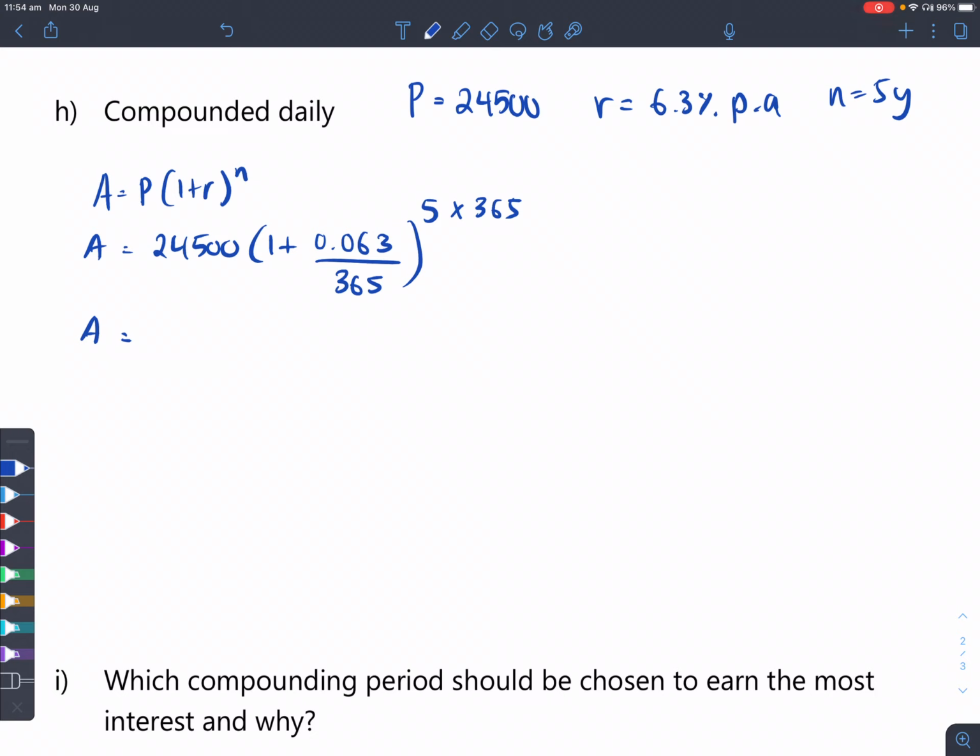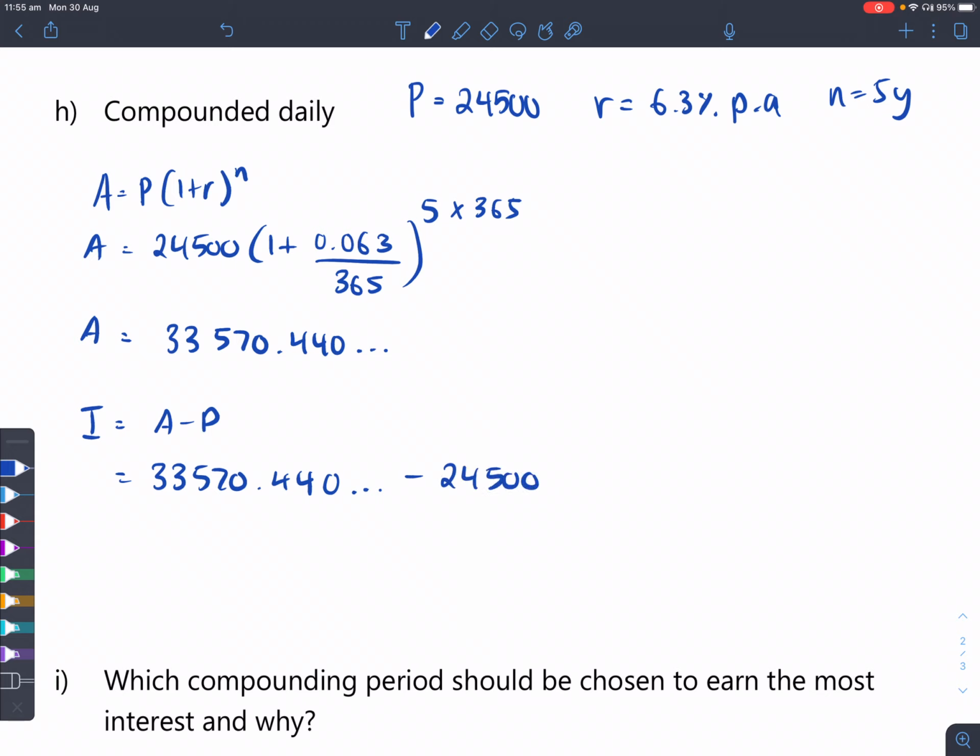Now that will give us, just double check that. Okay, that's a lot to type in. So this answer will give us 33,570.440, so forth. Our interest is now going to be A minus P, as you know. That will be 33,570.440, and so forth, minus our principal at the beginning, which is 24,500. So that would be, in our calculators, 9,070, 0.440 and so forth, and that rounds to this number here, two decimal places.